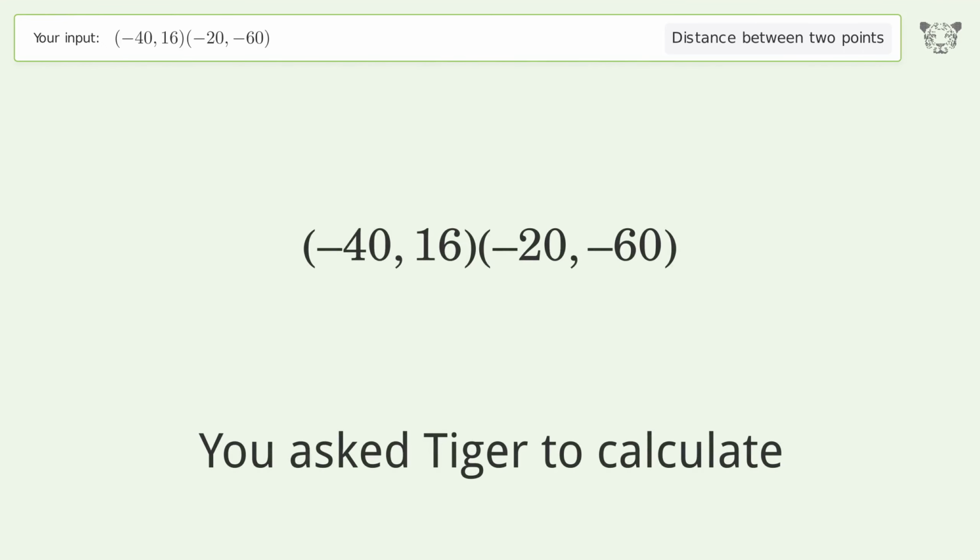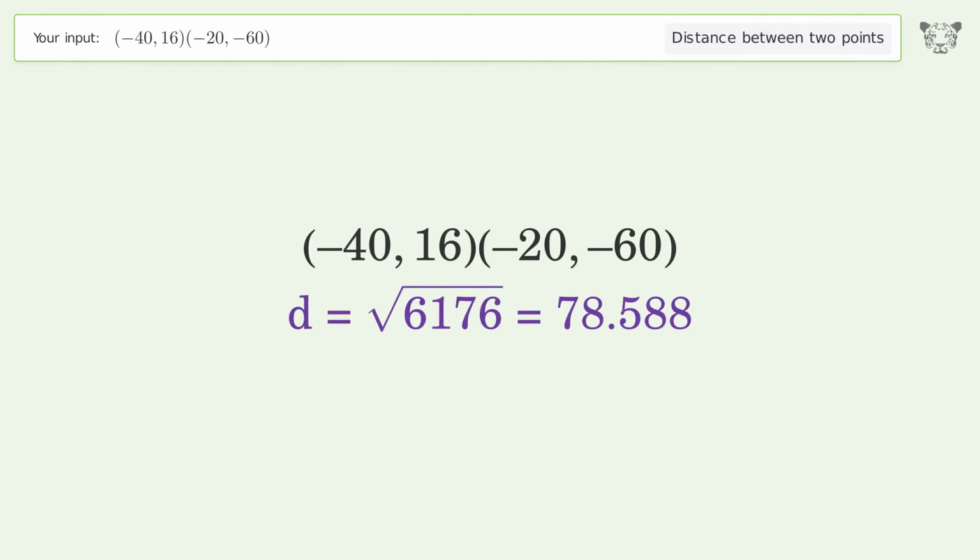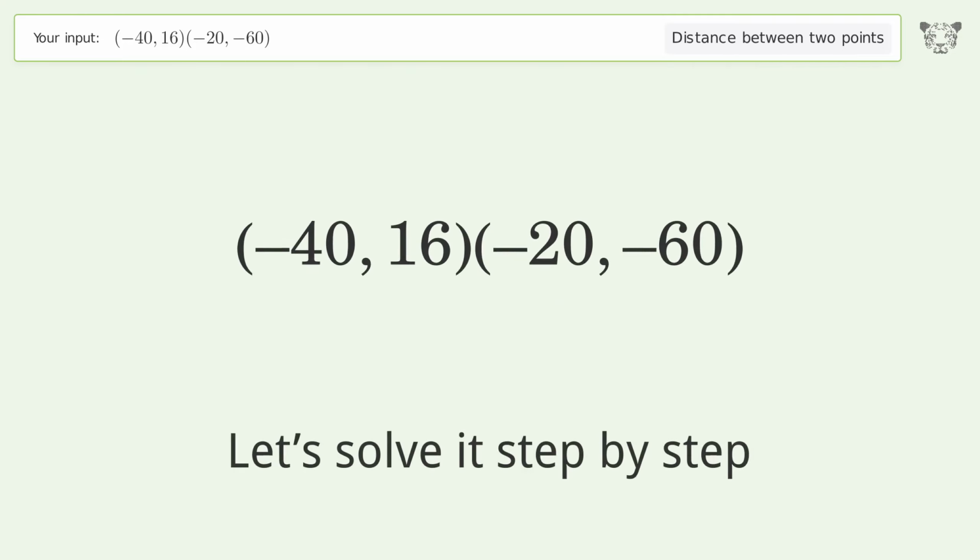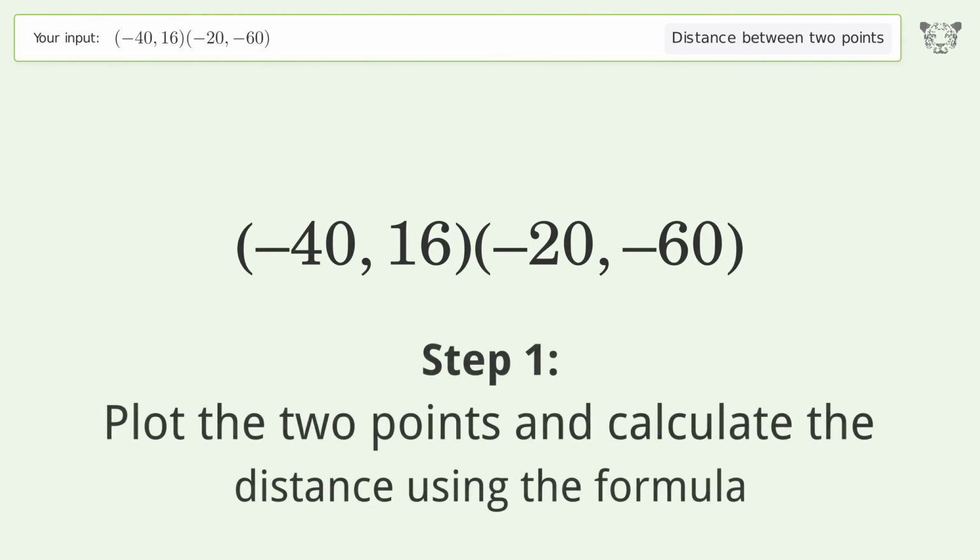You ask Tiger to calculate. This deals with the distance between 2 points. The distance between the 2 points is the square root of 6176, or 78.588. Let's solve it step by step. Plot the 2 points and calculate the distance using the formula.